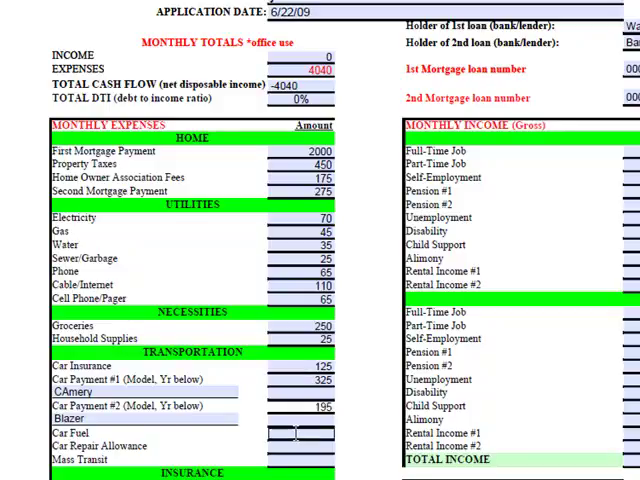Now, please make sure that you put car fuel, because if someone owns a car, they do have to pay for the fuel. So underneath where the car is, put the car fuel. They pay $250 a month for both cars. They have a $50 a month allowance that they pay for repairs.